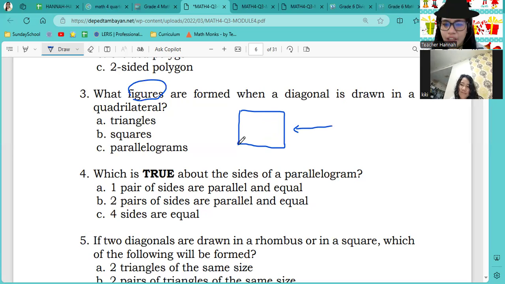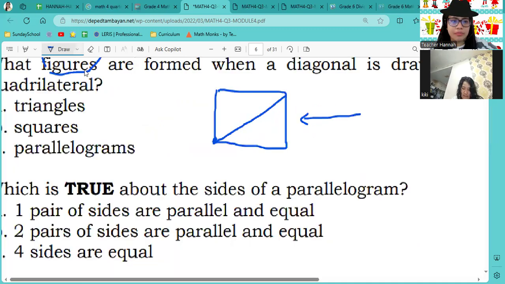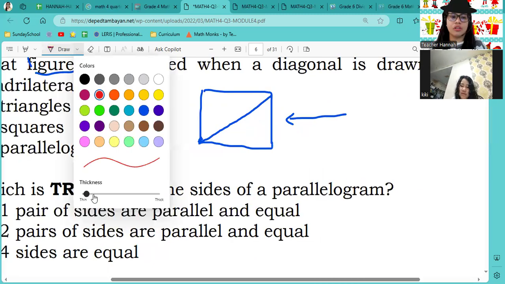Relax. If I am going to draw a diagonal here, what are the other shapes or figures that you can see? Rhomboid. No, not rhombus. I can see a little bit of a square, a triangle. Triangle, yes. Let me draw it with a different color so that you can see.